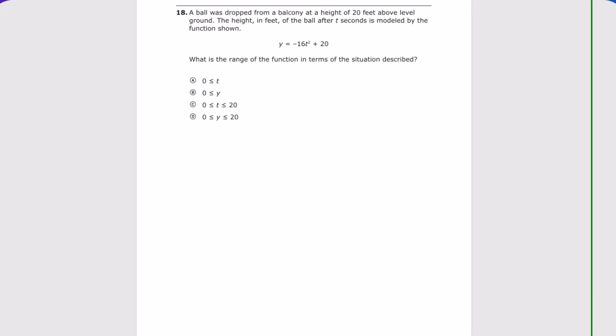Question 18. Range of a ball's height. The height of a ball is modeled by y equals -16t squared plus 20. The ball starts at a height of 20 feet and falls to the ground. So the height values go from 0 up to 20. That matches choice D.